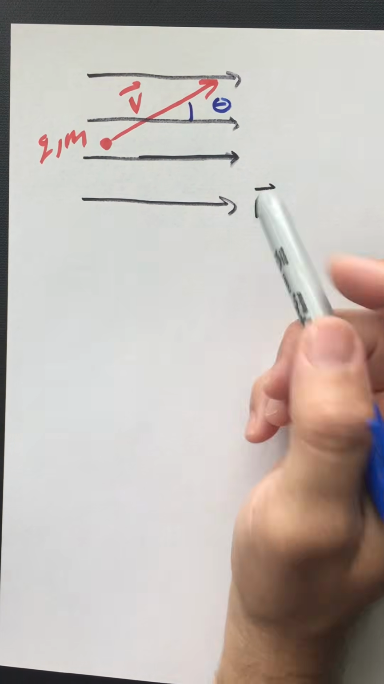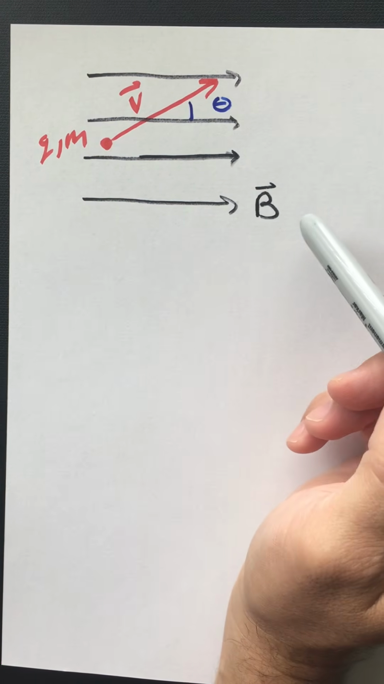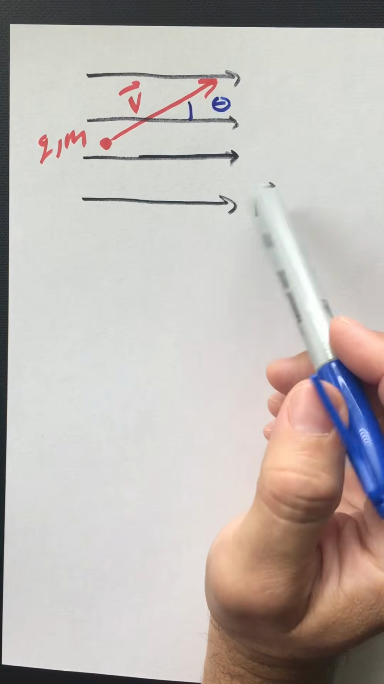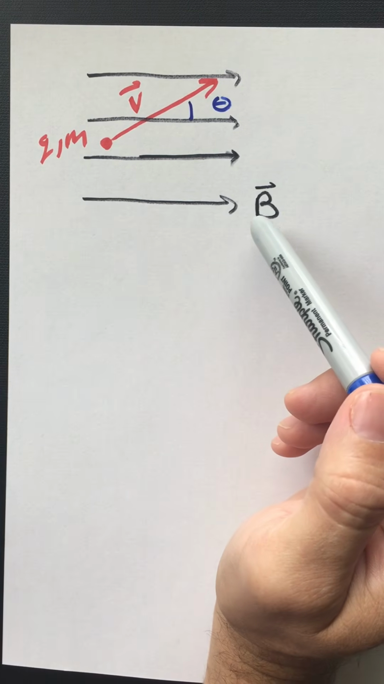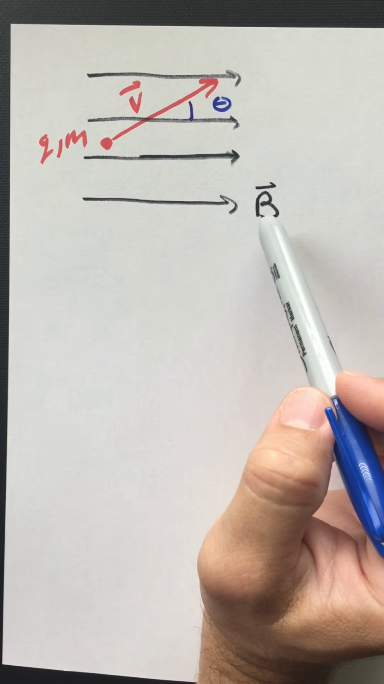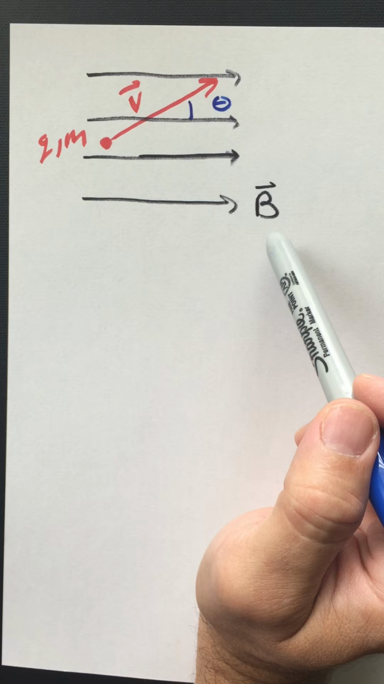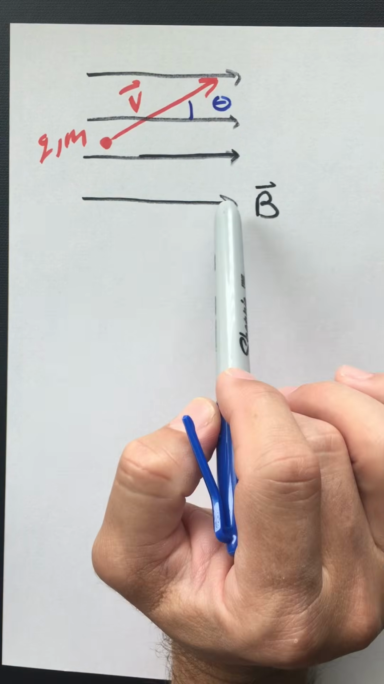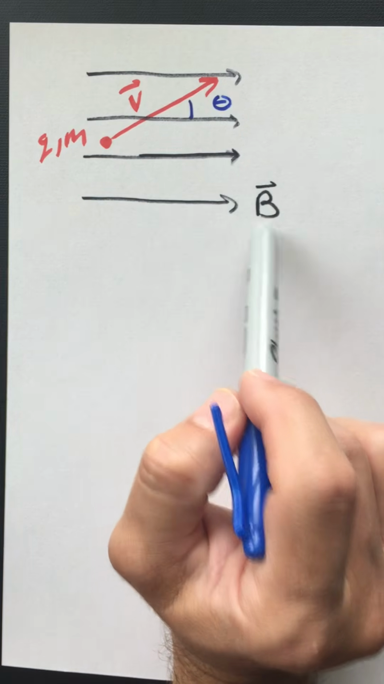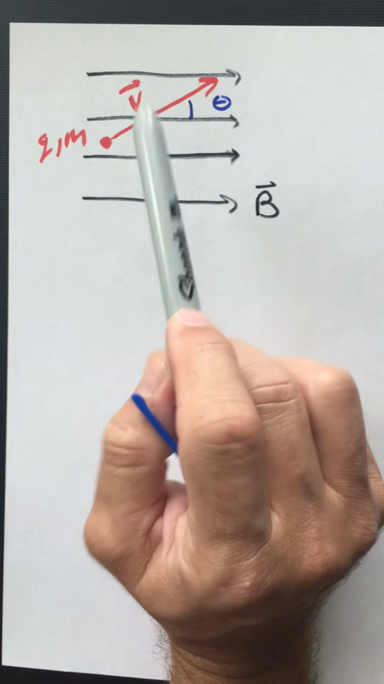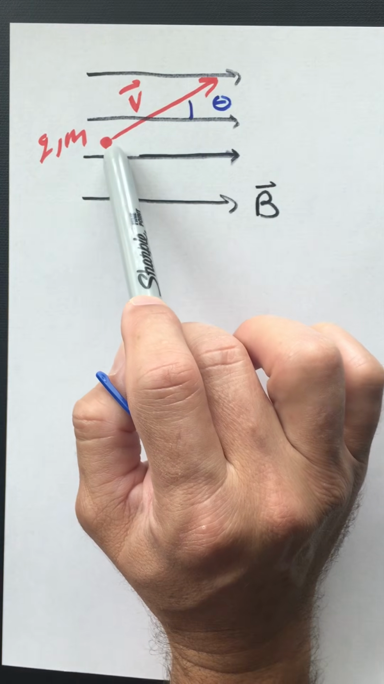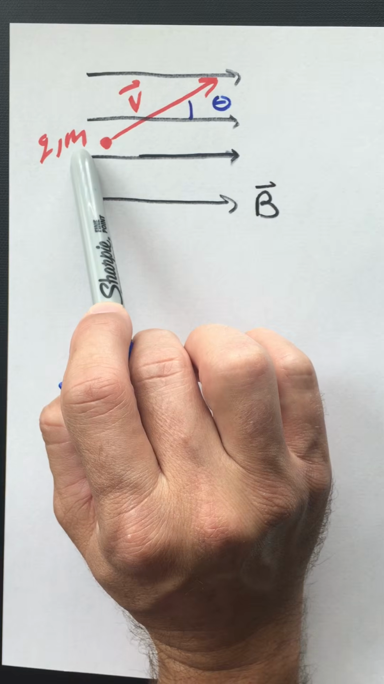So on the screen in front of you is a uniform magnetic field. I've drawn it uniform because it's simple. What I'm going to talk about is definitely not dependent upon the fact that this field is uniform. I've drawn it like this because it's simple to see. But you have a magnetic field B. You have a charged particle with some Q and some mass, right?